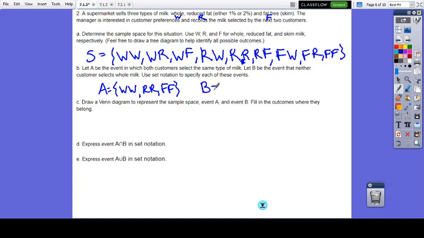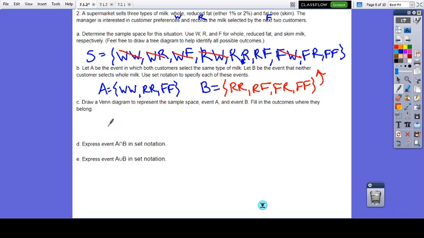Okay, and event B is that neither customer selects whole milk. So if I'm going through this first one here, I'm thinking about I want to get rid of all of the ones that have a W in them and only write what's left. And so that's going to leave me with RR, RF, FR, and FF, as you can see above. Okay, so that's what that red is signifying there.